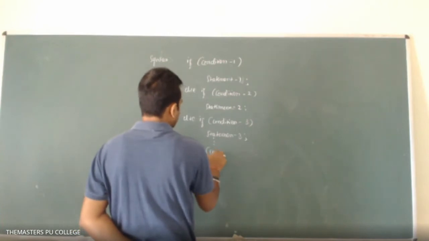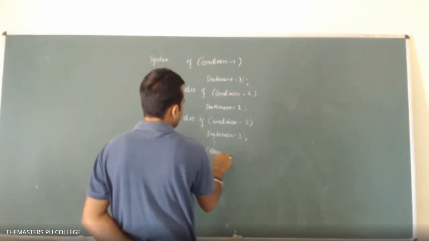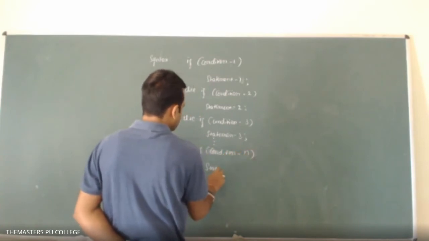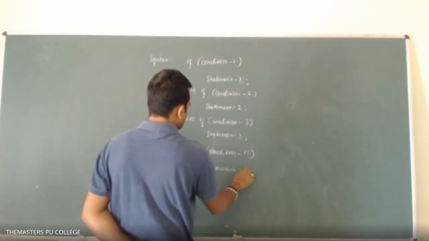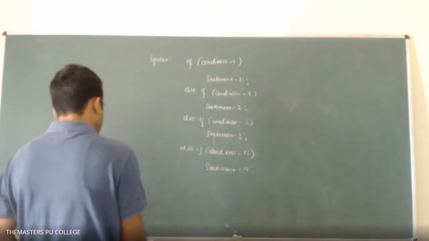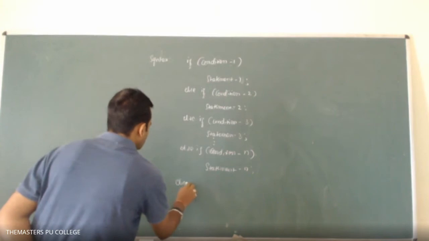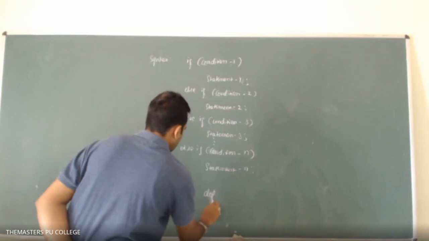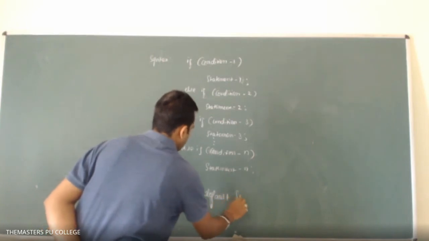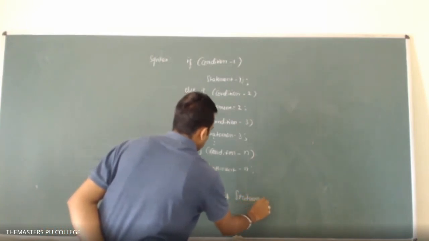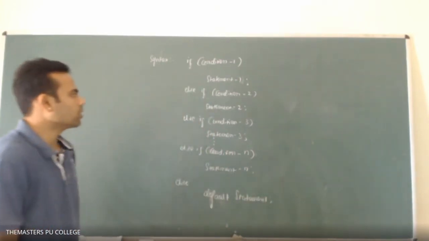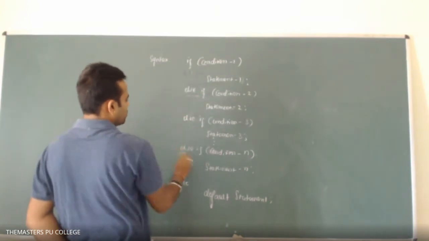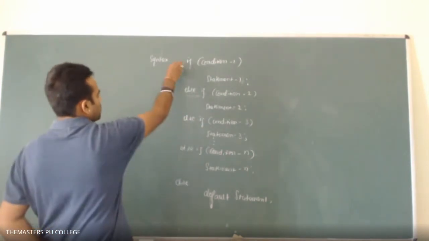Up to condition n you can specify. Multiple conditions and multiple statements. Condition n, so statement n. Last we need to put else. Else is the default statement. That is the final one. Else if, else if, else if, else if, and finally you need to end with else.